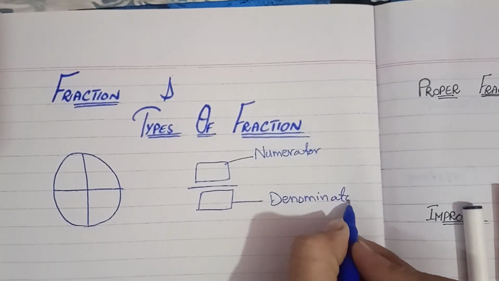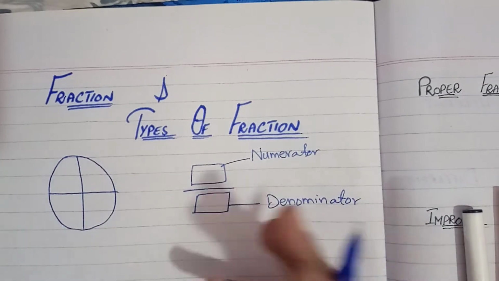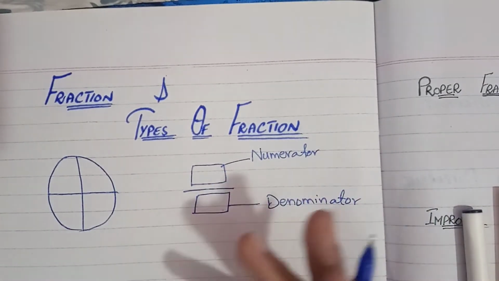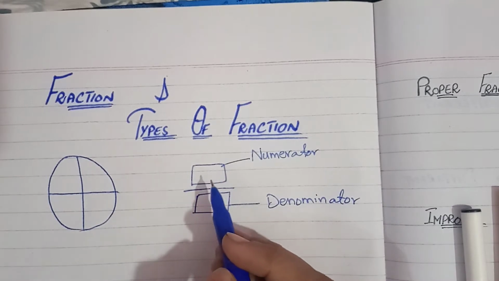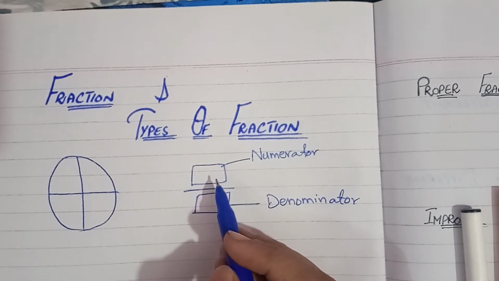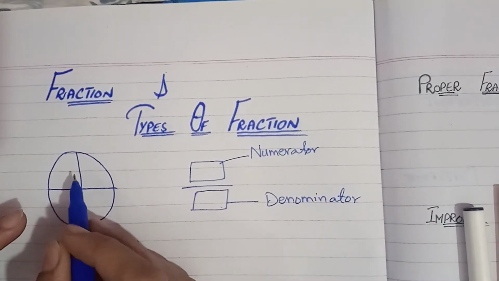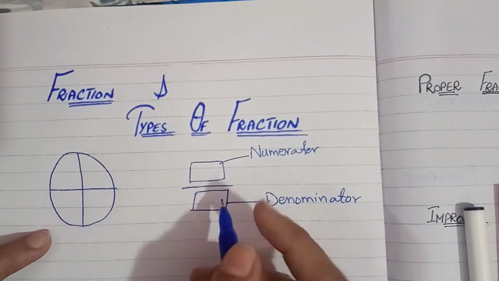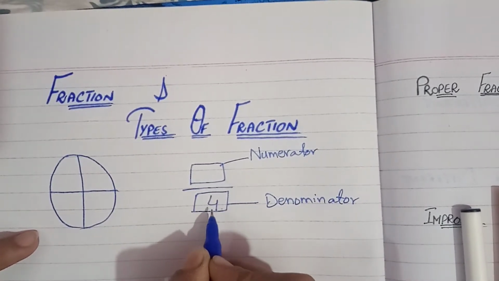Okay, the denominator shows the total parts of something, or the denominator shows the whole. And the numerator shows a part of something. And what is a fraction? A fraction is actually a part of something. Like this pizza has four equal parts. How many parts are there in total? The denominator shows the total parts of something.